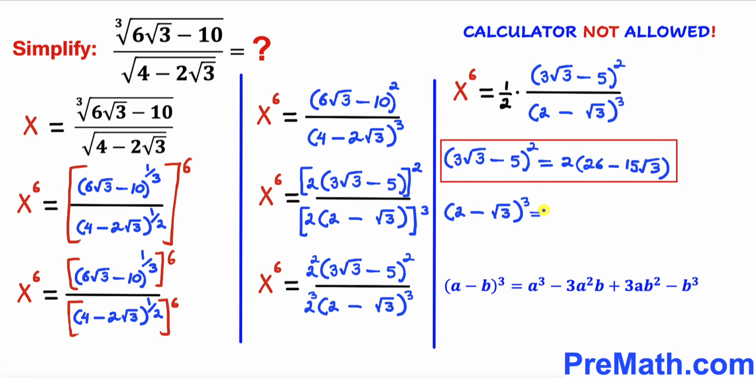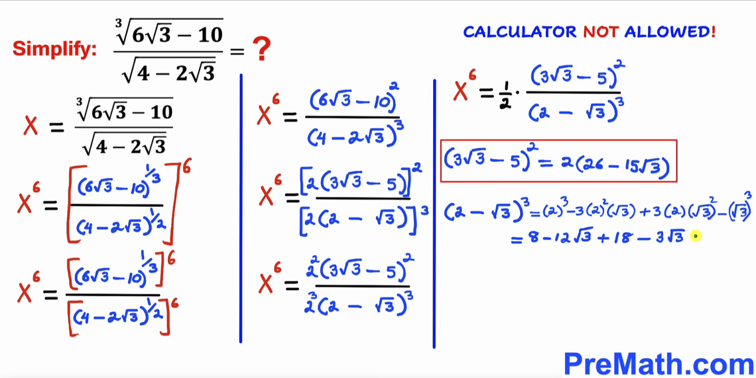written as 2 power 3 minus 3 times 2 whole square times the square root of 3 plus 3 times a, which is 2, times the square root of 3 whole square, plus finally minus b, which is square root of 3 whole power 3. As you can see when we simplify it, and now we are going to combine these like terms, it turns out to be 26 minus 15 times the square root of 3.